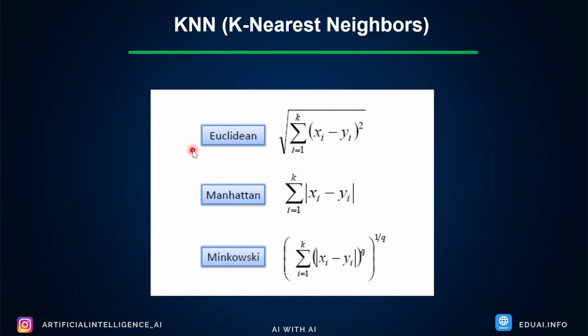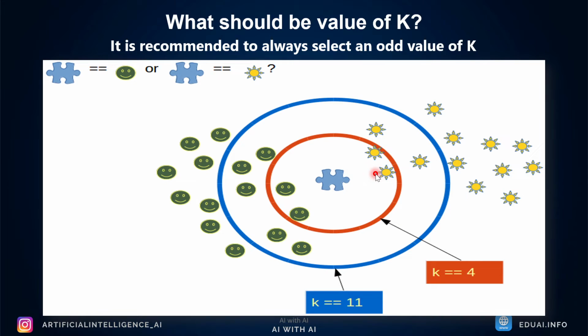So there is one parameter: the distance that you need to provide, which is generally Euclidean distance. The second parameter is the number of neighbors. What should be the value of k? You see the k in KNN, right? That k is nothing but a number: how many neighbors I should ask what category I belong to. Understand this: it is always recommended to select an odd value of k.